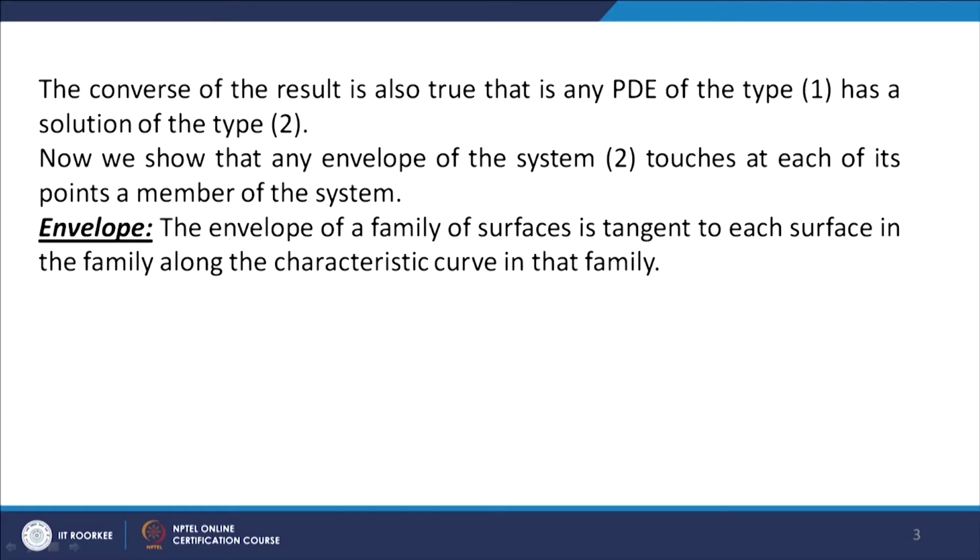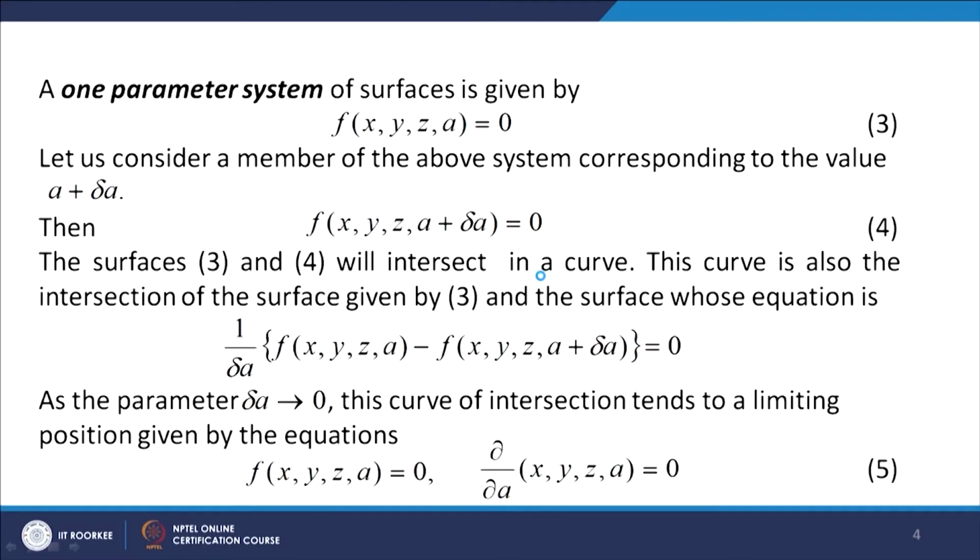Let us see. The envelope of a family of surfaces is tangent to each surface in the family along the characteristic curve in that family. Now, let us make it more clear. Let us begin with a one parameter system of surfaces. A one parameter system of surfaces is given by f(x, y, z, a) = 0, where a is a parameter. Let us consider another member of this family by taking a as a + delta a.